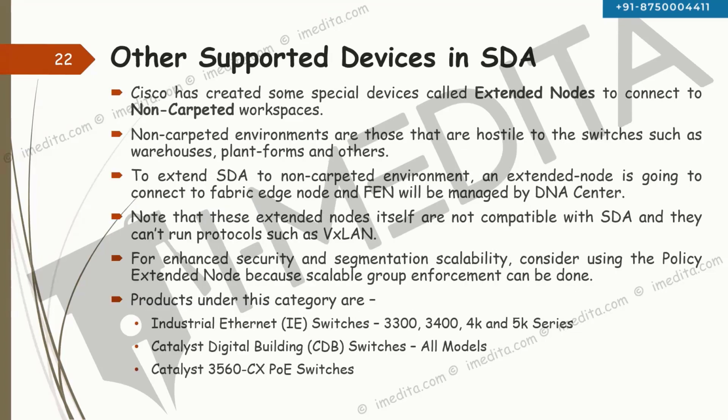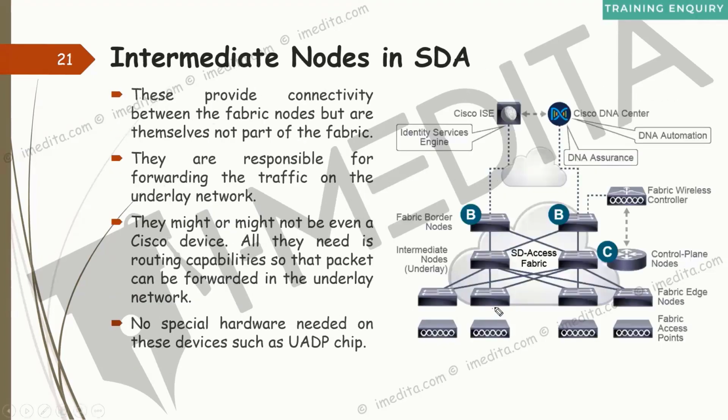So right here on this edge node, we are going to connect an extended node, EN, or we also have a variation called the policy extended node, where we can push the policies as well. The fabric edge node, just to give you the basic idea, is the device that we can compare with the access layer devices in a traditional network. In the traditional network, we have these access layer devices. In this SDA network, we are going to call them the edge node or the fabric edge node.